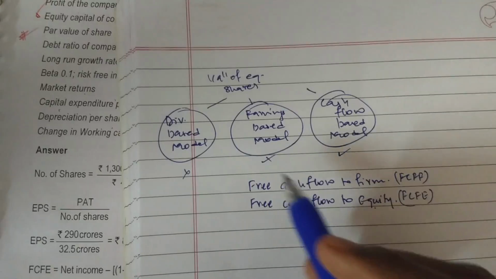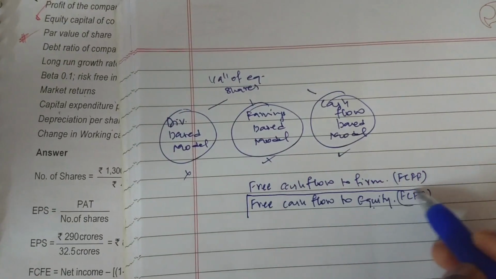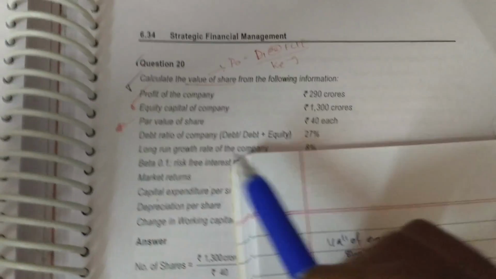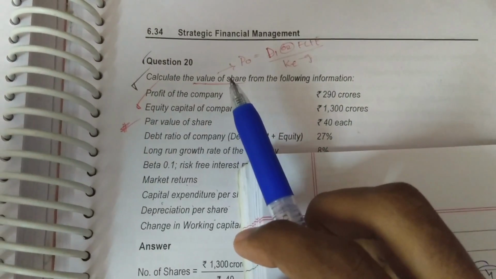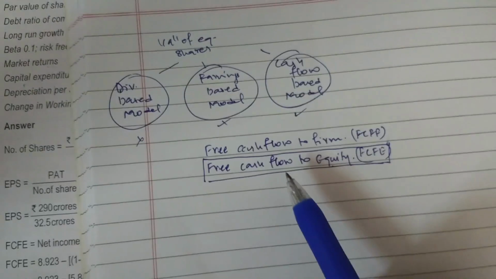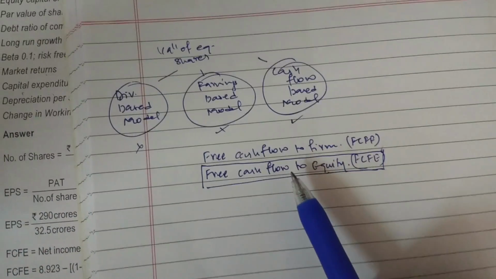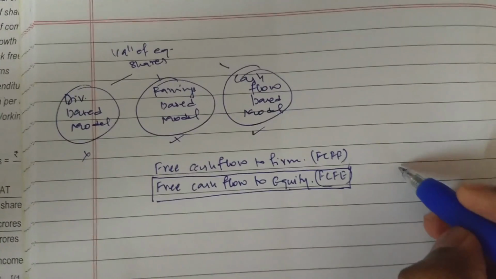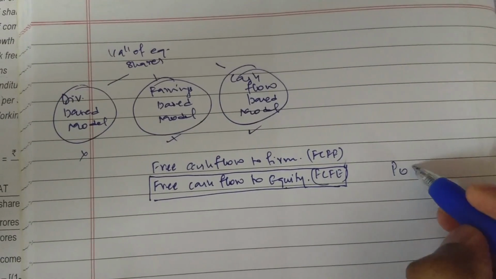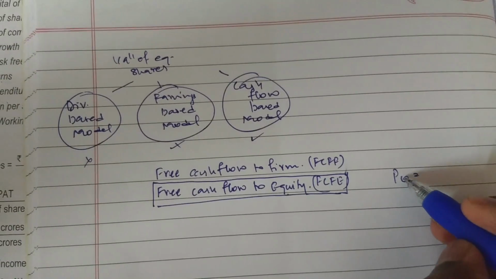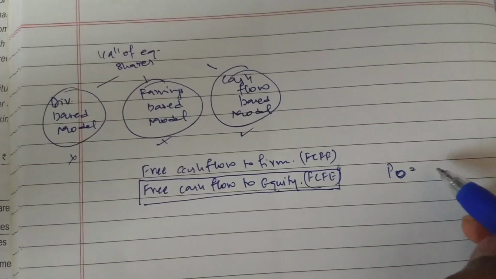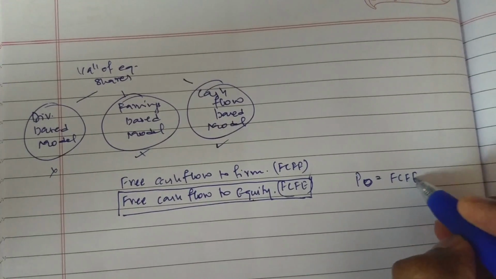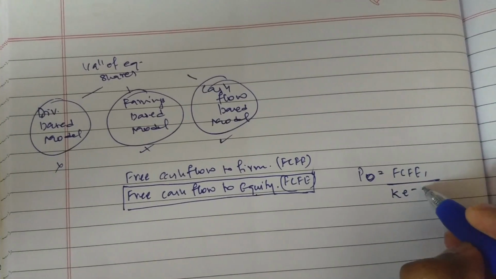Here we are taking free cash flow to equity because we are trying to calculate the value of an equity share. Now, how is a share valued from this? The formula is P0 equals FCFE1 divided by KE minus G, where P0 is the value of the share, or the price of the share today.